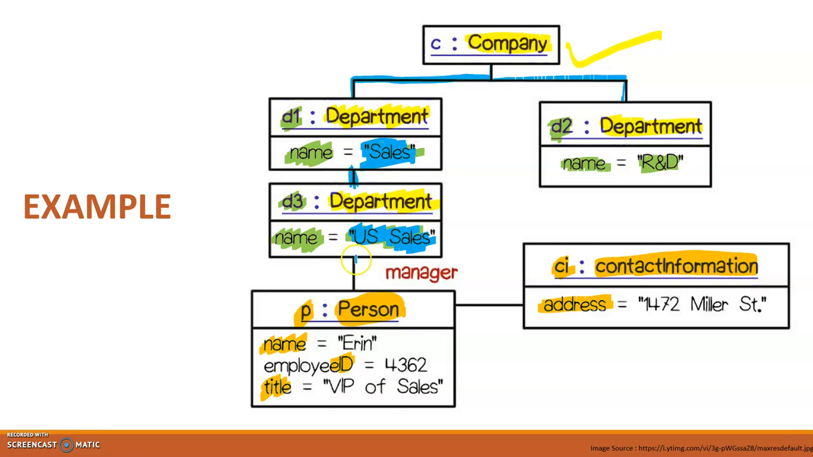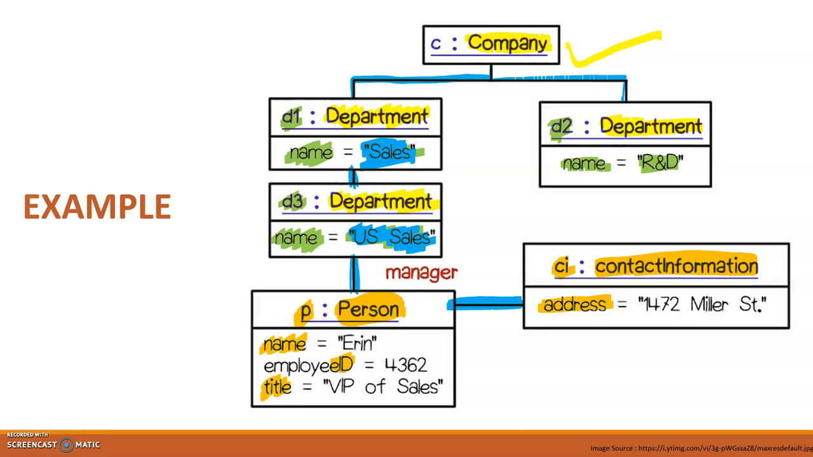This department may have a person. So this is again the relationship, right? And this person has the contact information. So here we have this line. So this line indicates the relationship. Again, this is just for the understanding purpose of how to draw the object diagram. Again, this is not the complete object diagram. This is just an example of how you can draw the object diagram, right?